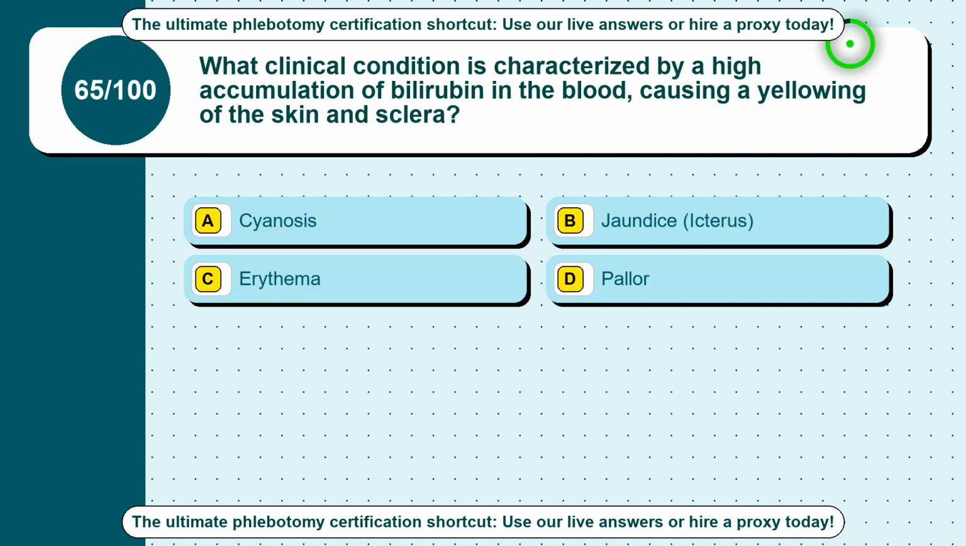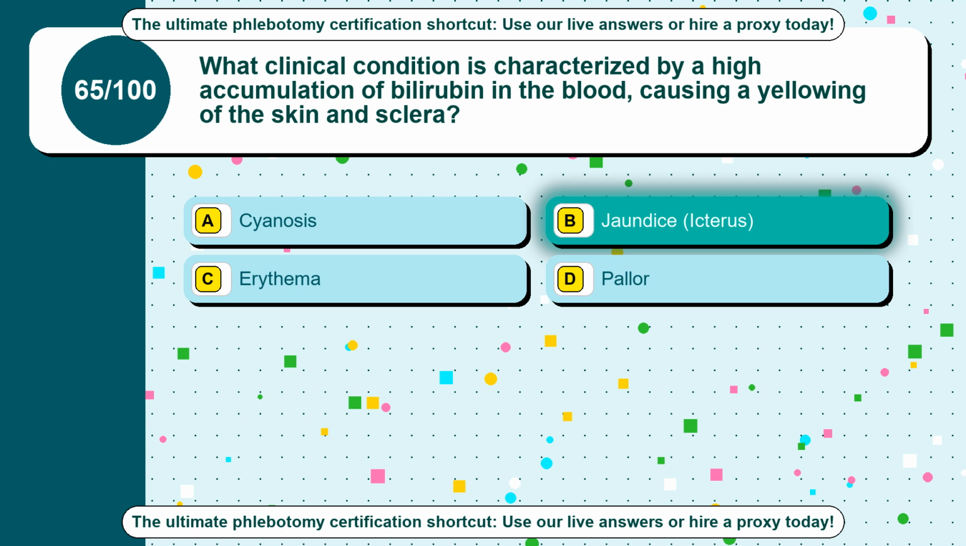Question 65. What clinical condition is characterized by a high accumulation of bilirubin in the blood, causing a yellowing of the skin and sclera? Option A, cyanosis. Option B, jaundice, icterus. Option C, erythema. Option D, pallor. The correct answer is option B, jaundice, icterus.